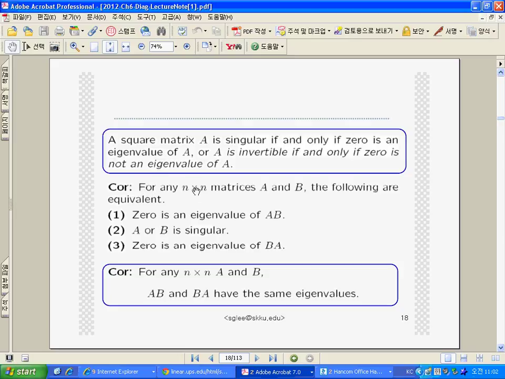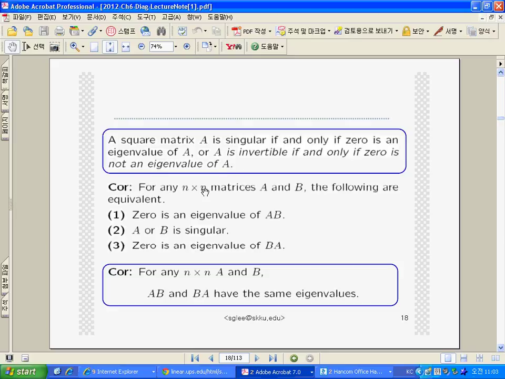Okay, here are the corollaries. A matrix A is invertible if 0 is not an eigenvalue of A, because the determinant of matrix A is the product of the lambda i's. If one of the eigenvalues is 0, then definitely the product of the eigenvalues is 0, which implies the matrix is singular. So if it's not singular, then none of the lambda i's can be 0. Understand that? Okay.